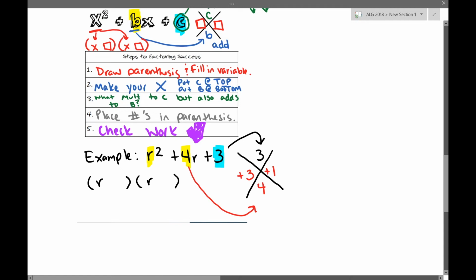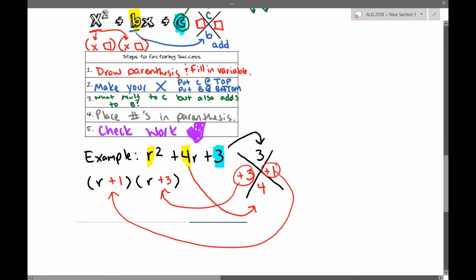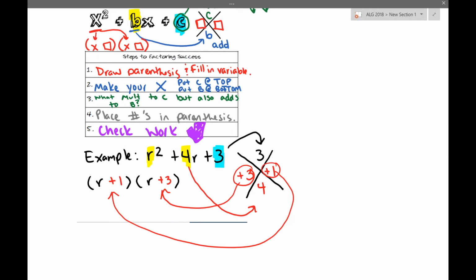So now all I need to do is put these two in my parentheses. That's step 4. Put your answers in the parentheses. So I put a plus 1 and a plus 3. And it does not matter which order you put it in. I could have put plus 3 first or plus 1 last. It did not matter. Okay. And that's how you do the box method, or the X method, I'm sorry.